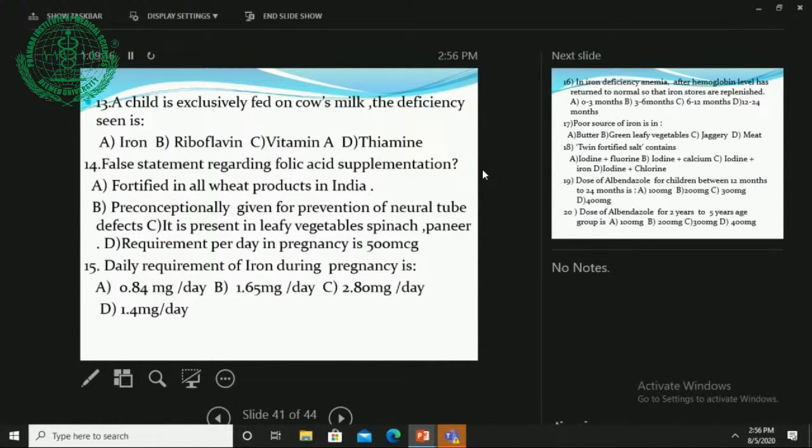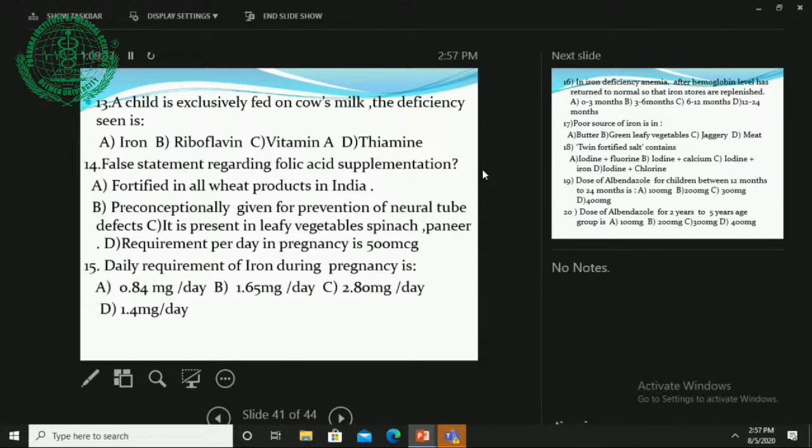A child is exclusively fed on cow's milk. The deficiency seen is, if a child is fed on cow's milk, he develops deficiency of iron. So the right answer is iron.